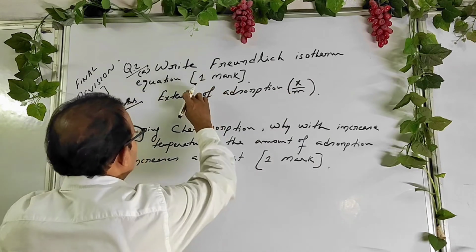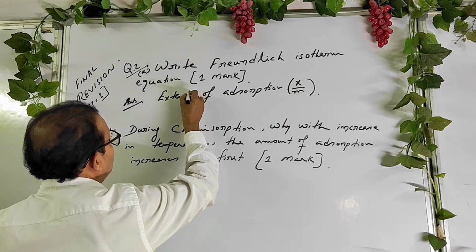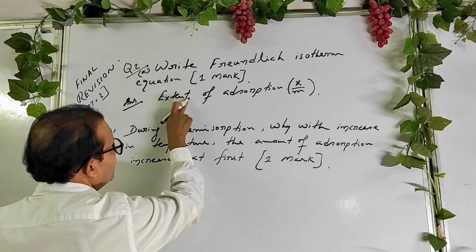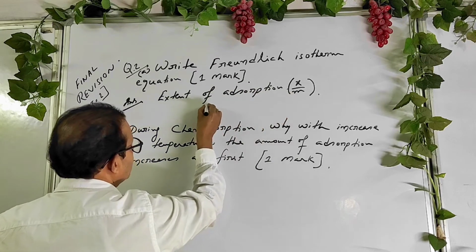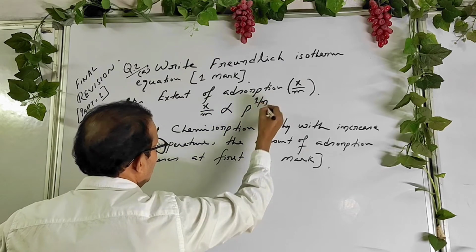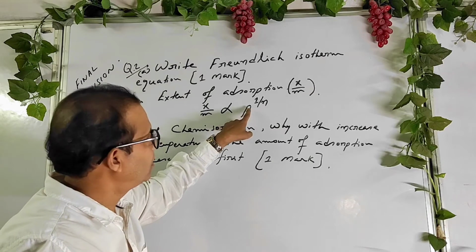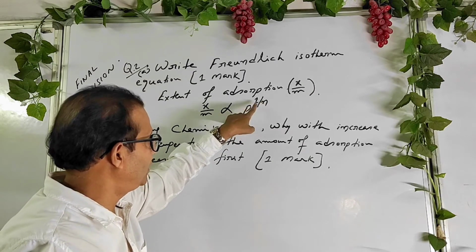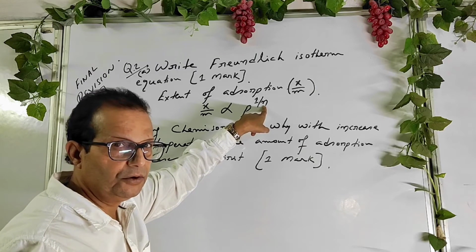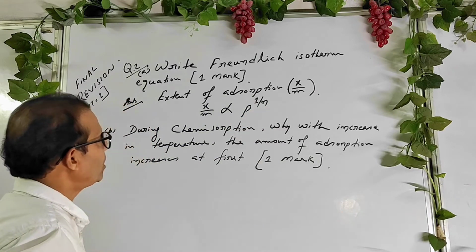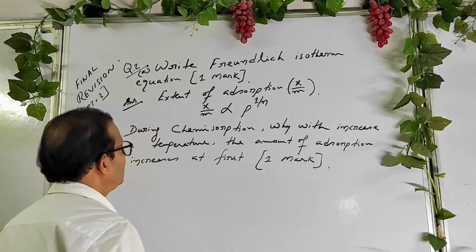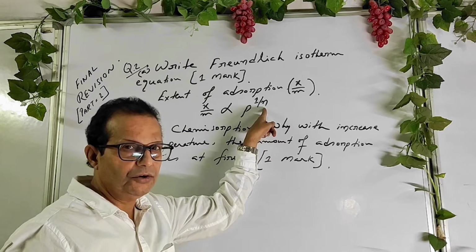According to Freundlich isotherm equation, the extent of adsorption is directly proportional to the 1 upon nth power of pressure. N is an integer that is in between 0 to 1. Now this is the second question, where n is the integer. Remember it, it ranges from 0 to 1.